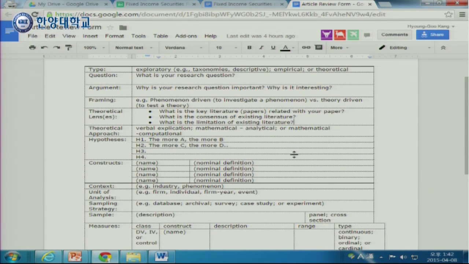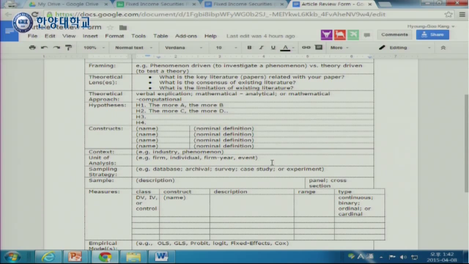And the unit of analysis. I think if you investigate a case study for some particular bond or firm, it is firm. If you want to do a survey for people, then the unit of analysis will be individual. If you want to analyze some particular event like an earnings announcement or fraud, it would be event level analysis. If you collect bond or firm data for each year, then it is a firm year analysis, because for the same firm, you treat that firm differently for each year. So it is firm year analysis.